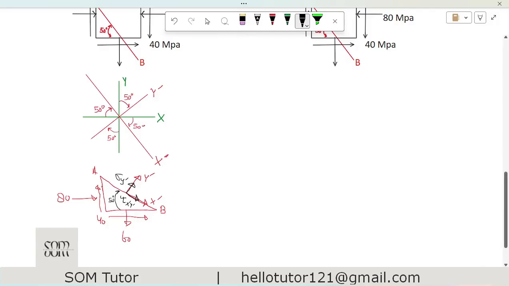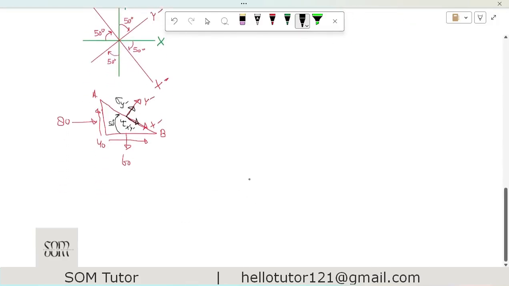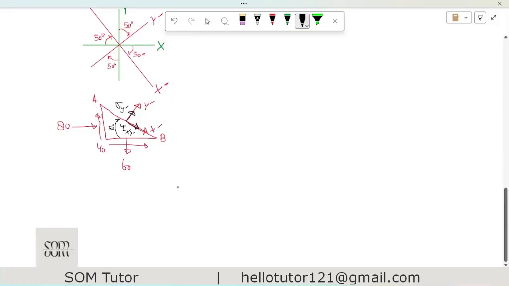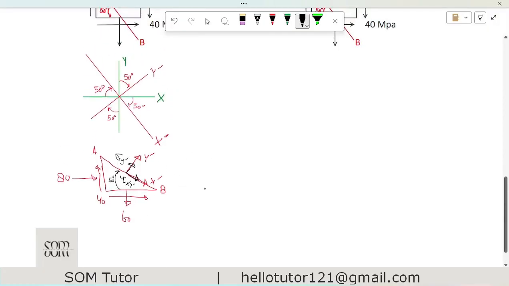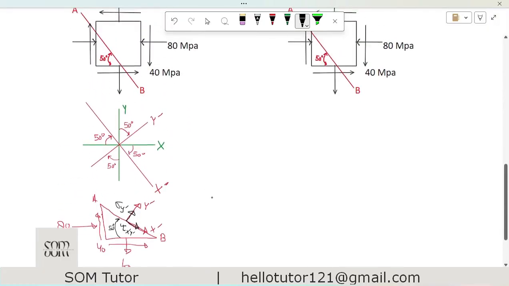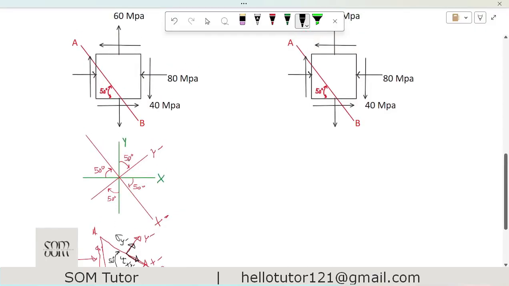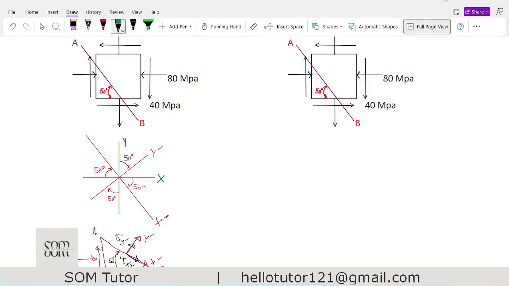So let us apply the transformation equations. Before applying the transformation equations, let us see what our sigma x and sigma y are, before the rotation. So you can see this green is, let me first write it, I will show you.